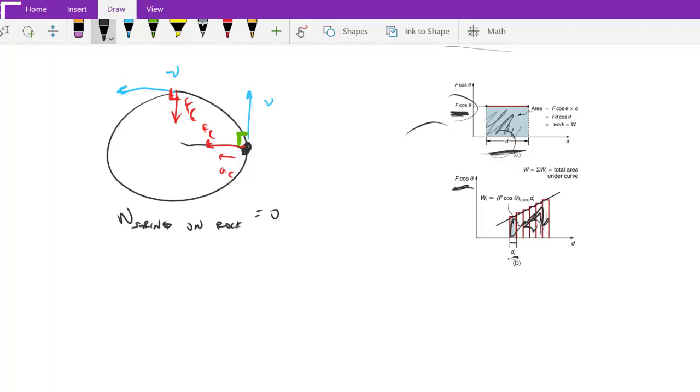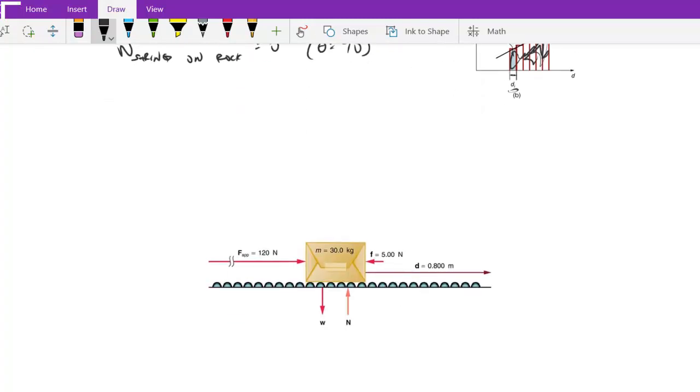is equal to 0 because our theta, the angle between the force and the displacement, is equal to 90 degrees always in uniform circular motion. So there's actually not any work done by the string in uniform circular motion because the force is perpendicular.